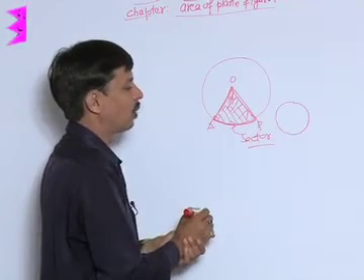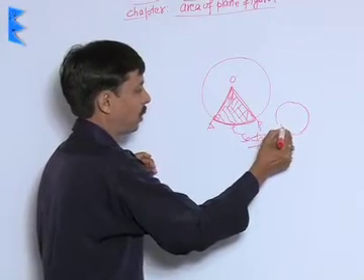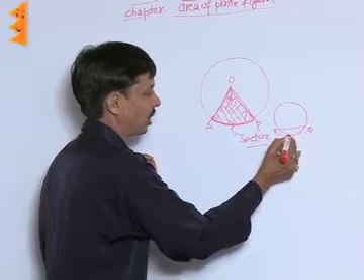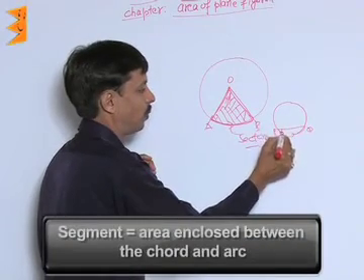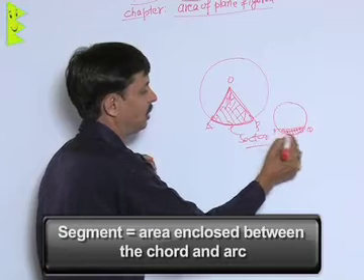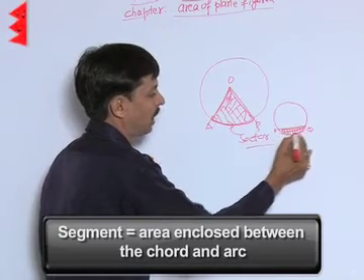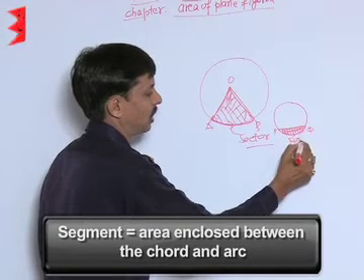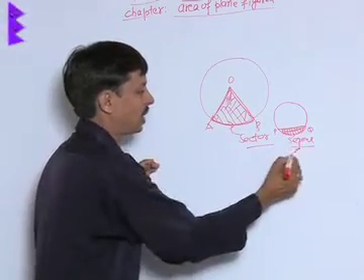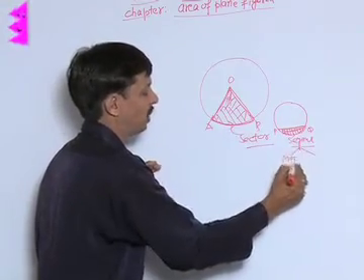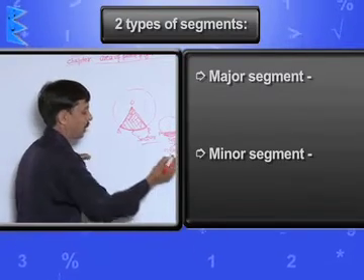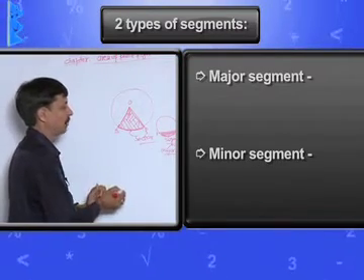If we talk about segment, if we have drawn a chord, suppose it is PQ and this is the corresponding arc, then whatever portion is enclosed between the chord and arc, this is known as the segment. But we find segments are of two types. One is the major segment, other is the minor segment. So the question comes, what is the major segment?